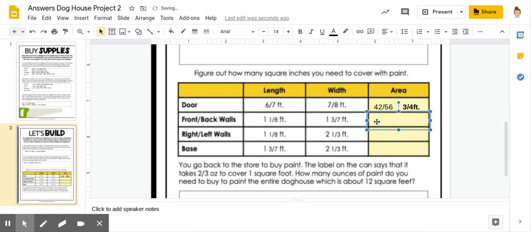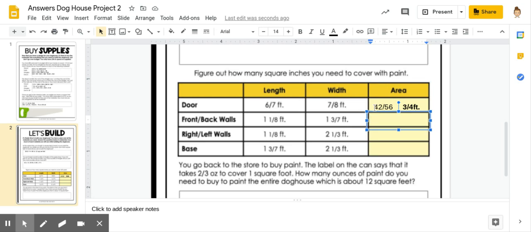Now, we need to turn those mixed numbers into improper fractions. So 1 1/8 becomes 9/8, because we take 8, we multiply by the whole number of 1, we get 8, and then we add 1, so we get 9/8. And we do the same thing over here with 1 3/7. 7 times 1 is 7, plus 3 is 10. So we get 10/7 times 9/8. And then I multiply across.